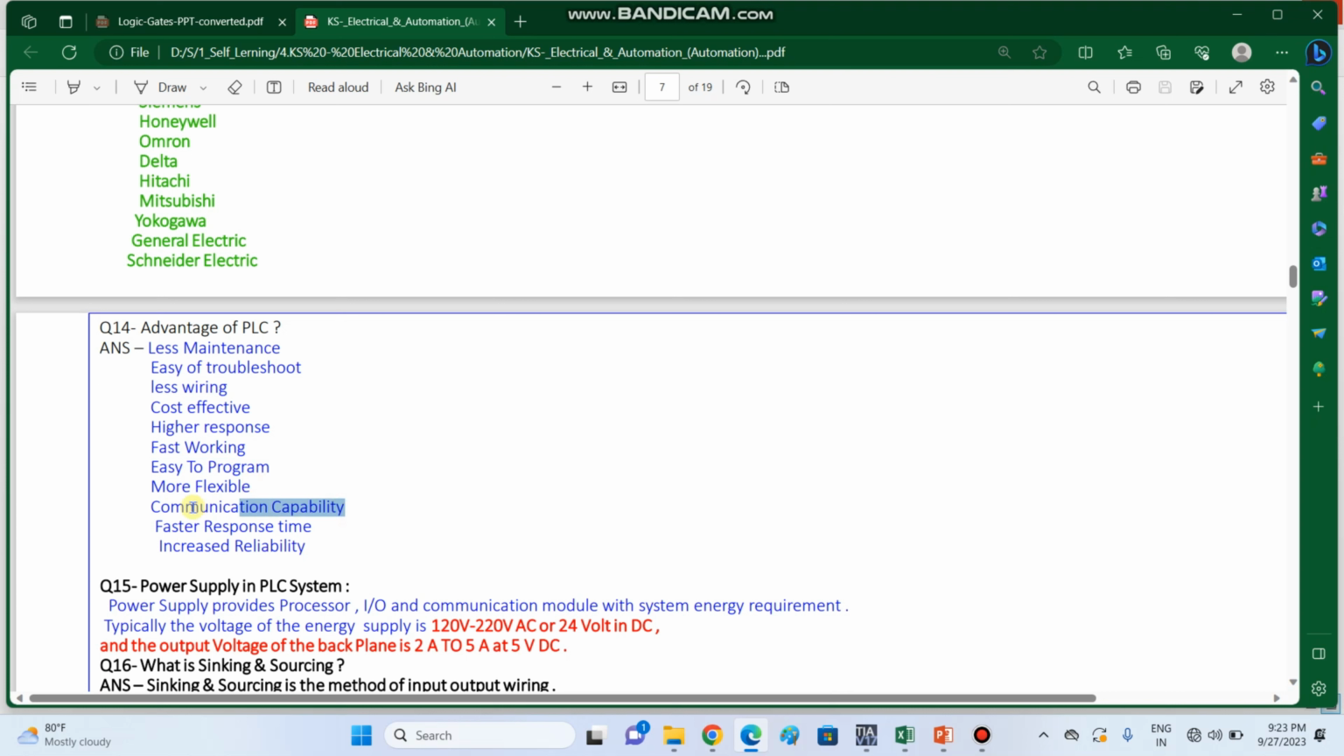Communication capability: it easily communicates with the PC and with other communication modules. Fast response and easy programming.